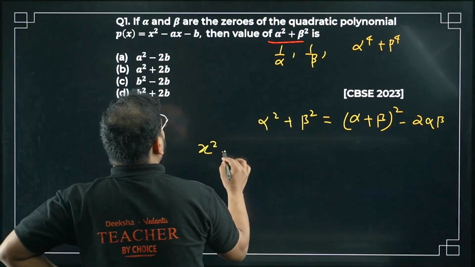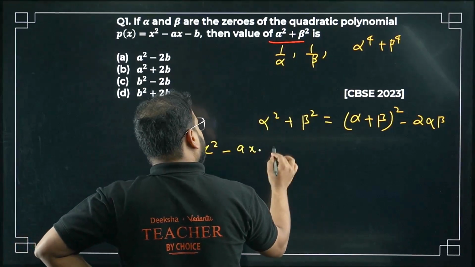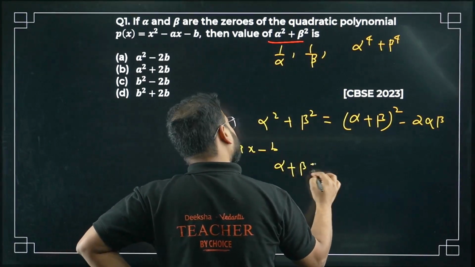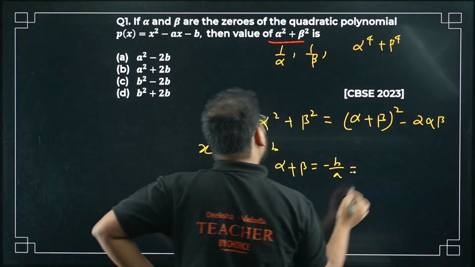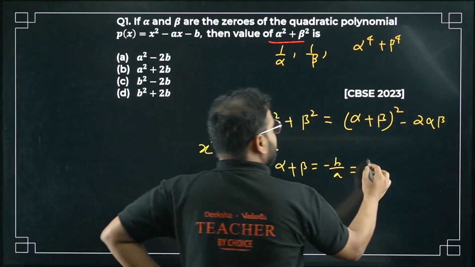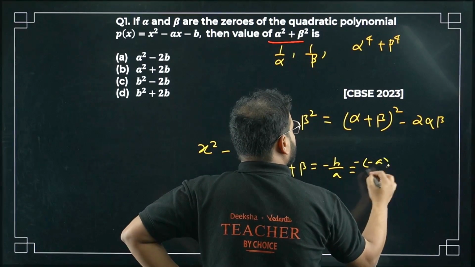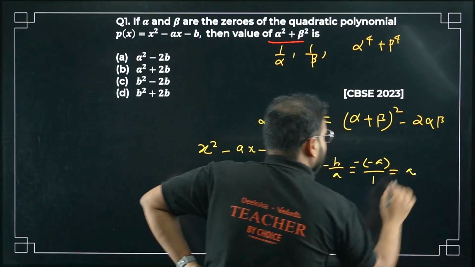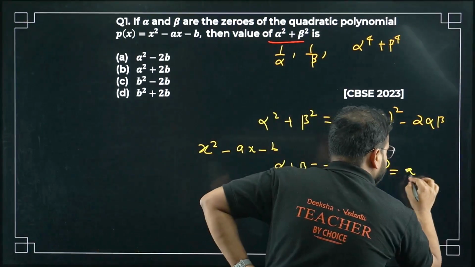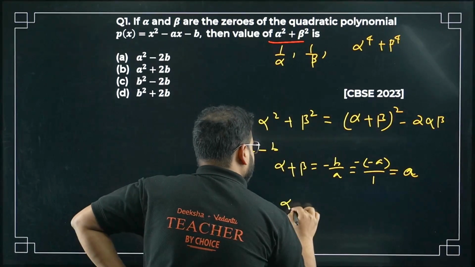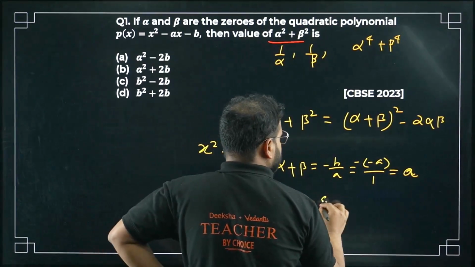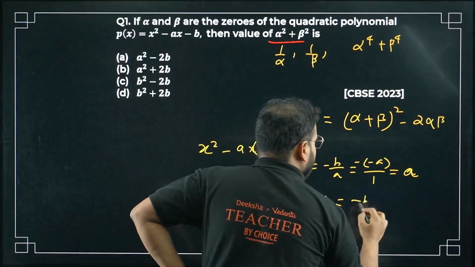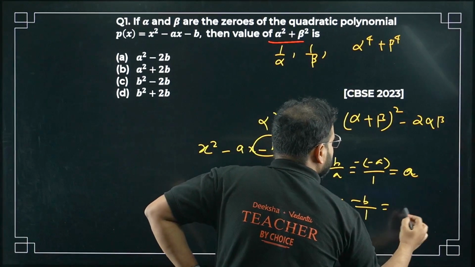So we have x square minus ax minus b. Find the sum over here. The sum is given by minus b by a. How much is that? Minus of minus a by 1, correct? It'll become plus a. And alpha into beta will simply be c by a. How much is c? This value is c, so it becomes minus b by 1, which is simply minus b.